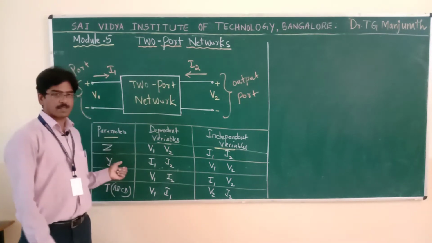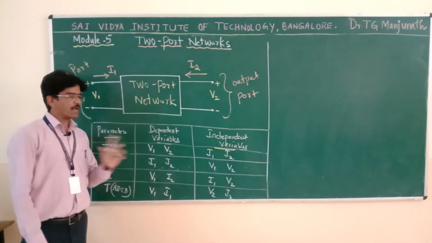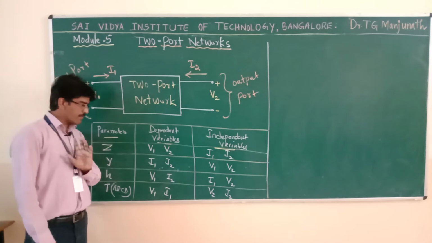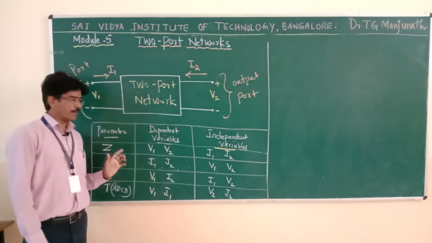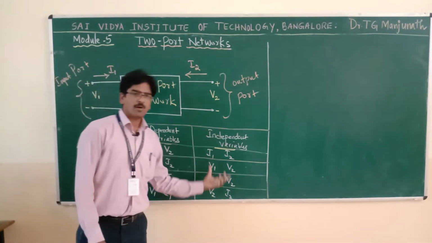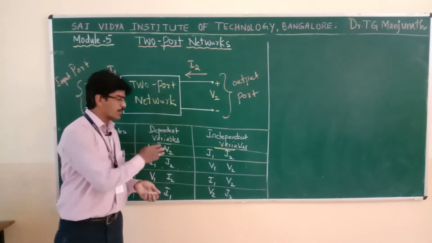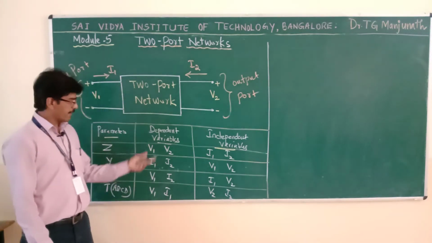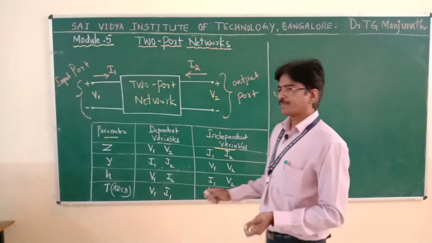So, if you know this small table, it is very easy to write the defining equations of these parameters. Without knowing the defining equations, we cannot derive any expression, we cannot find any relationship, and we cannot solve any problem in this model. Hence, if you know just this small table, it is very easy to write the defining equations. Now, I will show you how to write the defining equations for these parameters. All of you observe here.